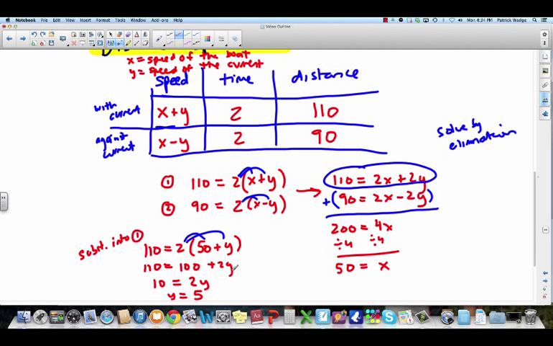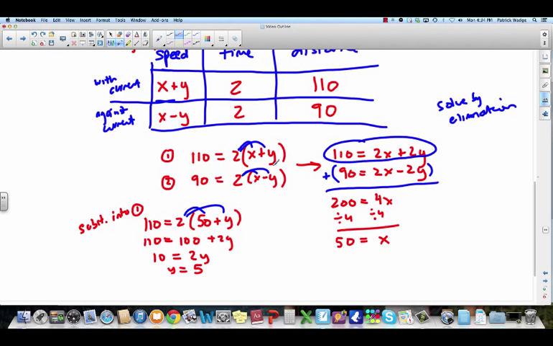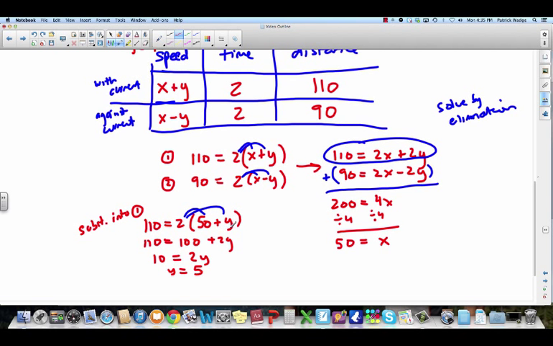Great. This one would be easier to check if you want. X plus y you do first in brackets. That's 5 plus 50 is 55. Multiply it by 2. 2 times 55 is 110. That worked. X minus y, that's 50 minus 5, which is 45. And then multiply that by 2. 2 times 45 is 90. That worked. So I definitely have the right answer.